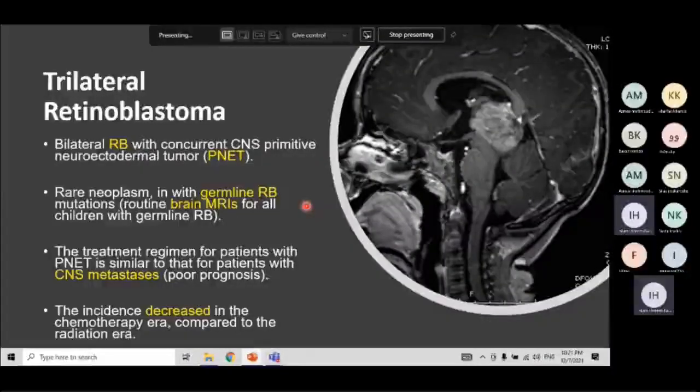A very quick word about trilateral retinoblastoma. So those are patients with bilateral retinoblastoma. So they are by definition heritable or non-heritable?